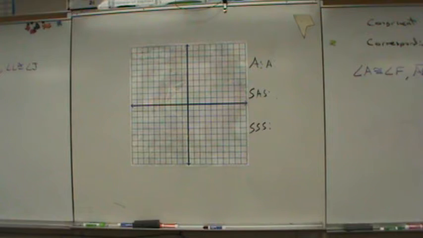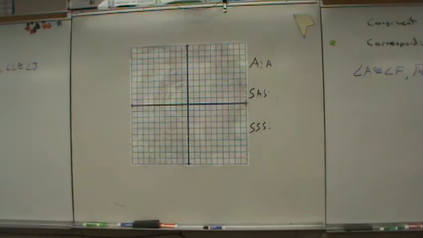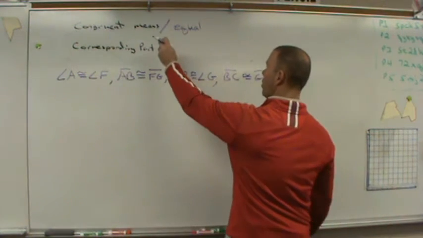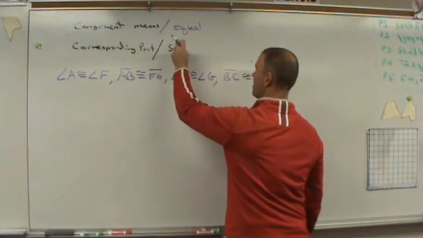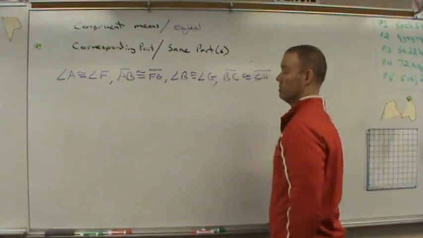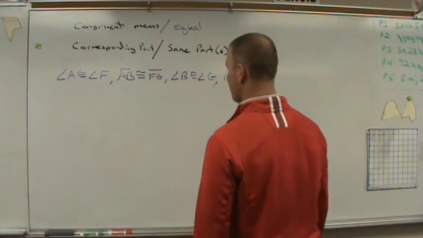What is a congruent statement? A congruent statement is just a fancy name for equal. What does equal mean? Equal means congruent. Congruent means equal. That's what that means in terms of geometry. How about corresponding parts? Well, corresponding parts are just the same part or parts. They're the same.